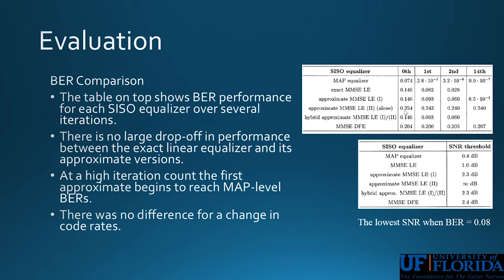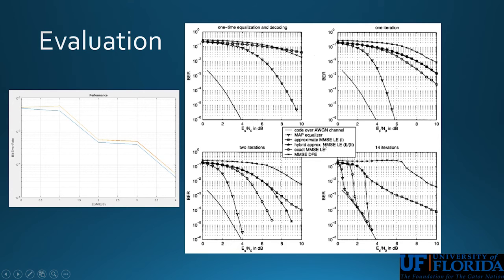And there was no large difference found in the paper for different code rates. They changed it from 1/2 to 2/3 and saw no difference. Here, this table reiterates this point. The lowest SNR when the bit error rate is equal to 0.08 is shown here. There's no large drop-off between the approximate and the regular linear equalizer.